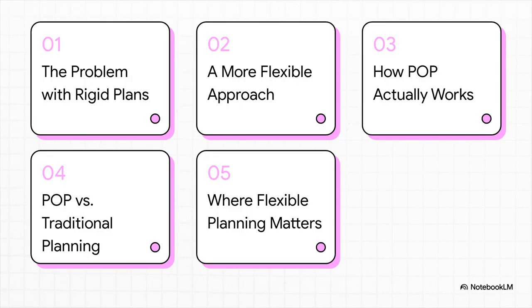Okay, so here's our game plan for this explainer. First, we're going to dive into exactly why those rigid plans are so fragile. Then, we'll introduce a much more flexible approach and peek under the hood to see how it works. We'll put it head-to-head with the old-school methods, and finally, we'll look at where this kind of smart planning is already making a huge difference out in the wild.